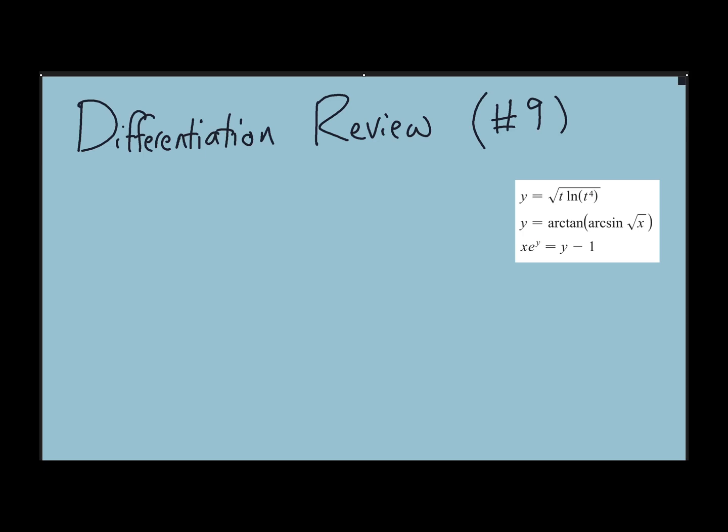Problem set number 9 has its own unique challenges, so I like these questions. The square root we're going to write as to the 1/2. So we'll write t ln of t to the 4th to the 1/2. Square roots are so ugly, right? Let me just get rid of that. You can't do a square root for anything, but we can use the exponent rule now.